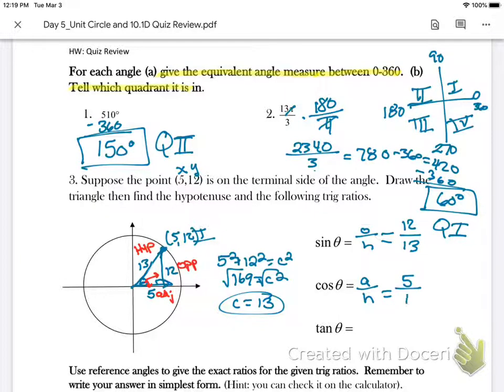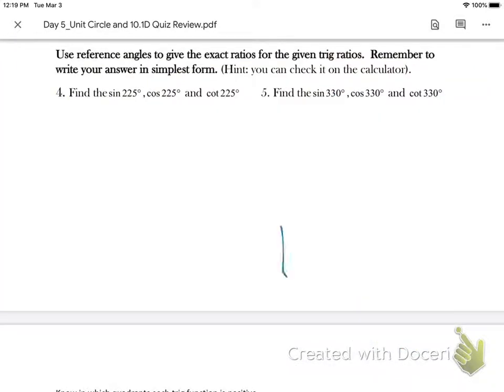Adjacent is 5. Hypotenuse is 13. Tangent is opposite over adjacent. So opposite is 12. Adjacent is 5. Done. Don't try to reduce the fraction. Don't rewrite it as a decimal. Don't rewrite it as a mixed number. Leave it as a ratio. You're done.